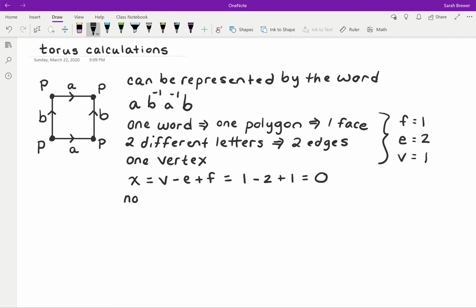So I'm going to write that. No unglued edges means no boundary components.